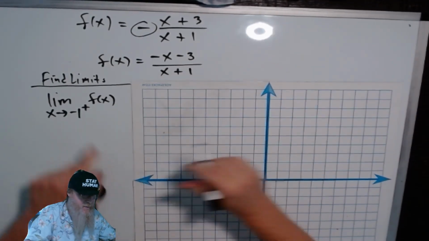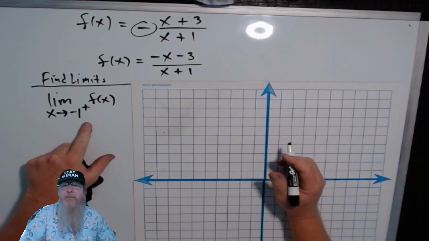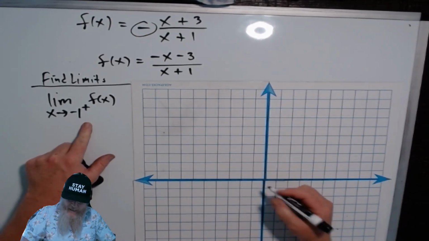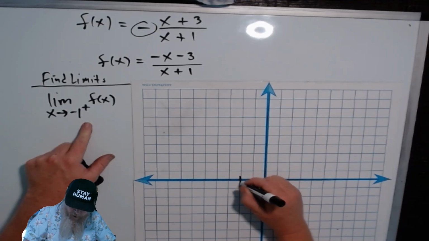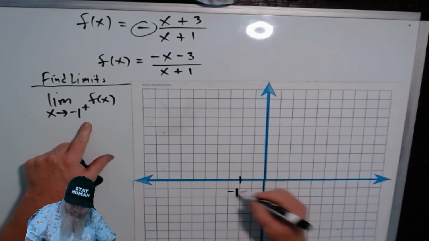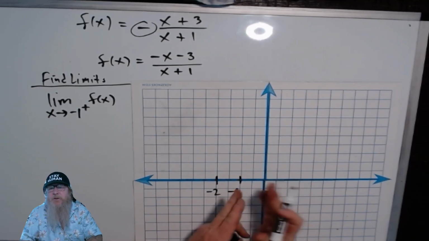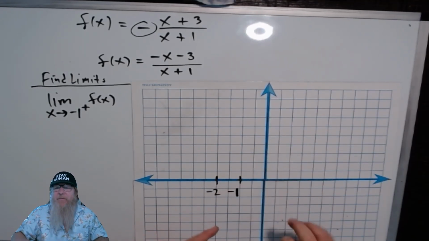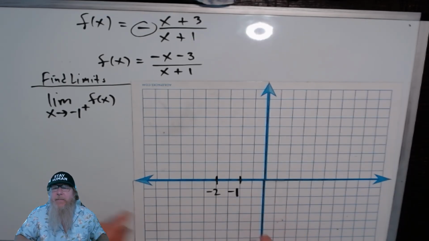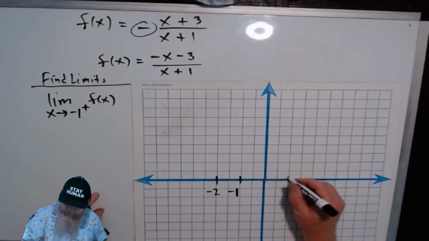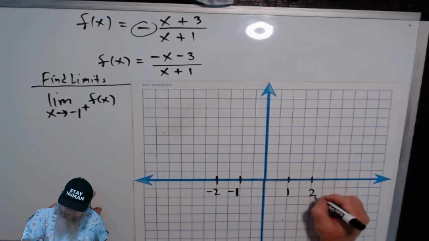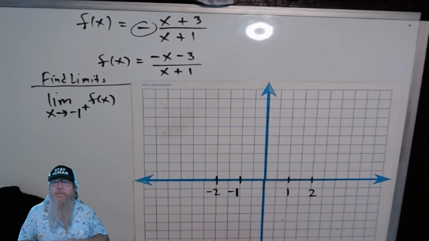Negative 1 from the right. So something just a little bit smaller than negative 1. I'm going to blow up my scale a little bit here. So 2 blocks. These will each be half blocks, and then that'll be negative 1. It'll make it easier for you guys to see. And then this will be positive 1 and positive 2, etc.